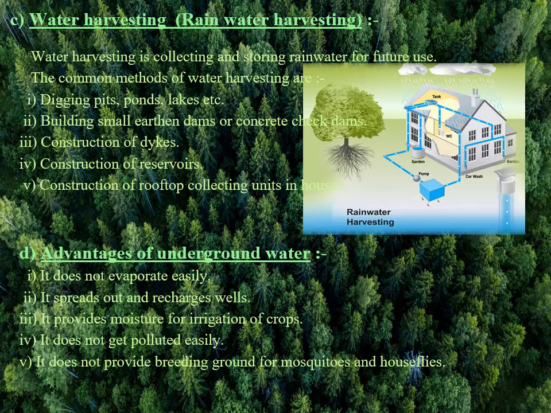Next, we should see. Before moving on to that, we will see the advantages of underground water. It does not evaporate easily. Also, it spreads out and recharges the wells. It provides moisture for irrigation of crops and it does not get polluted easily. It does not provide breeding grounds for mosquitoes as well as houseflies.